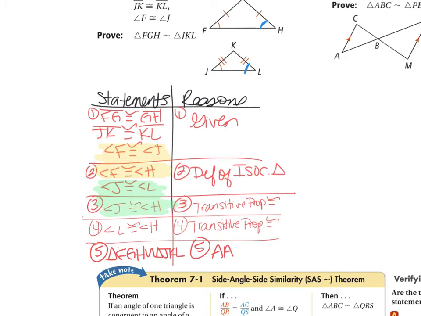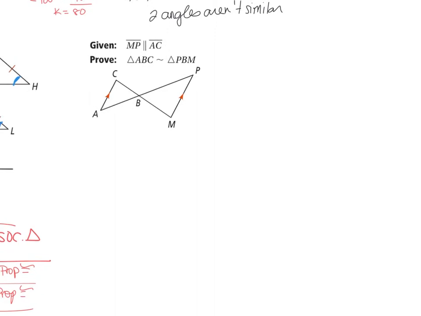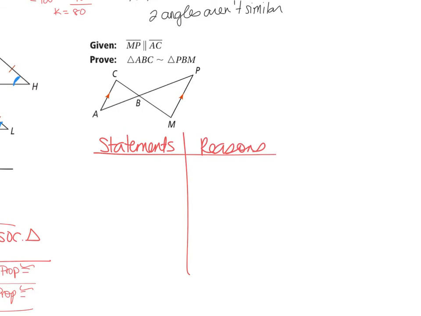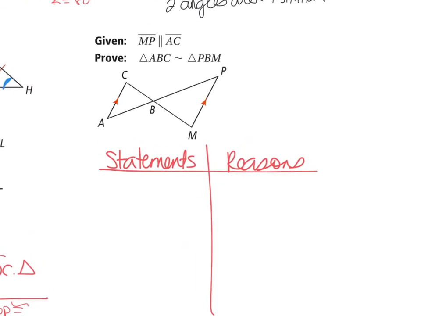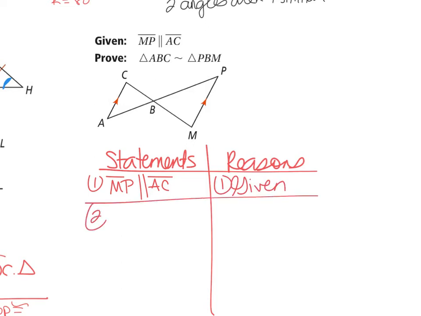All right, let's do another proof. So we have our given. This one's a little bit easier. So you have your statements and you have your reasons. So first they tell you that MP is parallel to AC. That's our given.